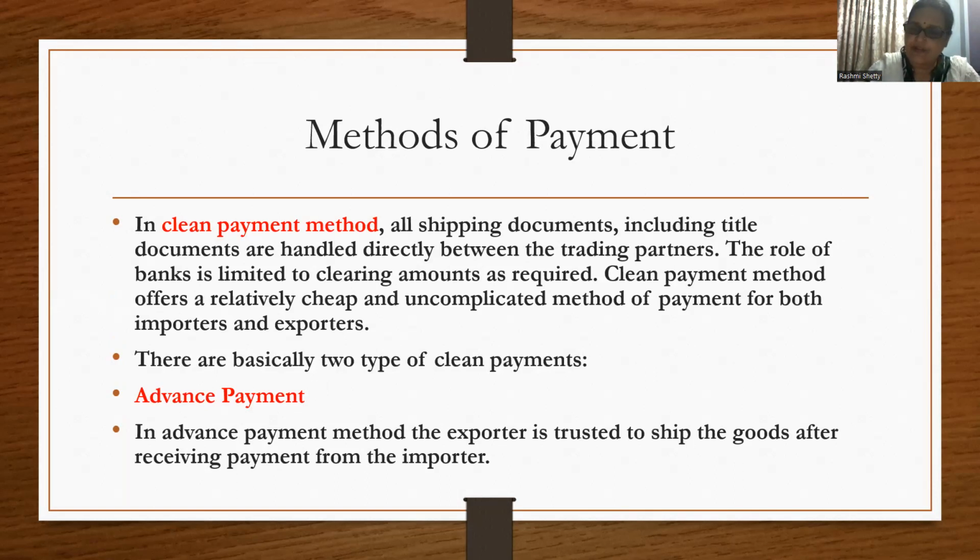Now, normally, whenever a payment is made for an export, bankers are involved. In the case of the clean payment method, the role of the bank is limited to clearing amounts as required. The clean payment method offers a relatively cheap and uncomplicated method of payment for both importers and exporters. There are basically two types of clean payment. One is advance payment, where the exporter receives the amount from the importer. Rarely it happens. The importer should trust the exporter, then he can go for clean payment.